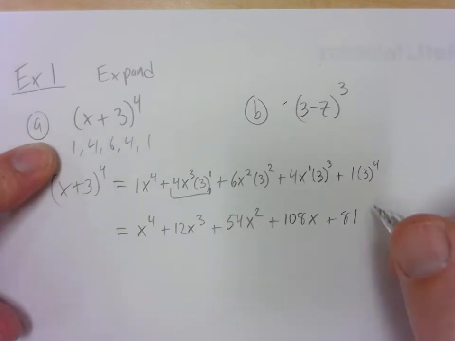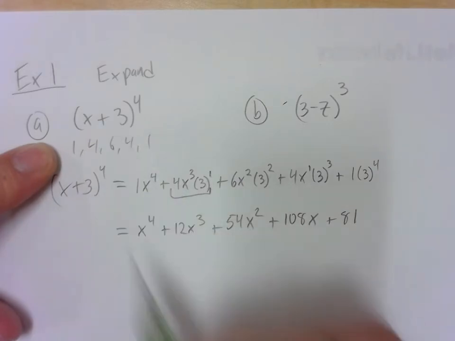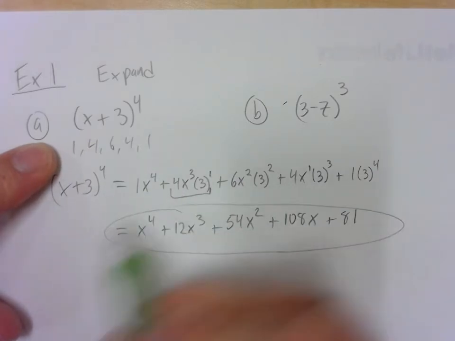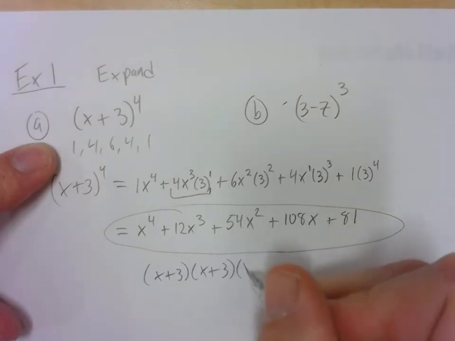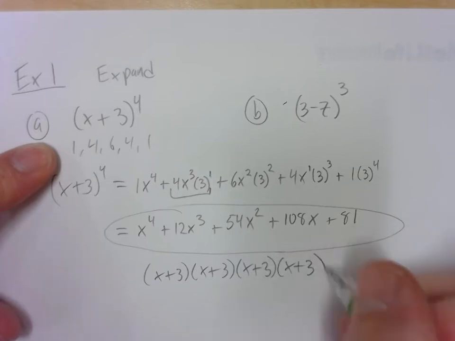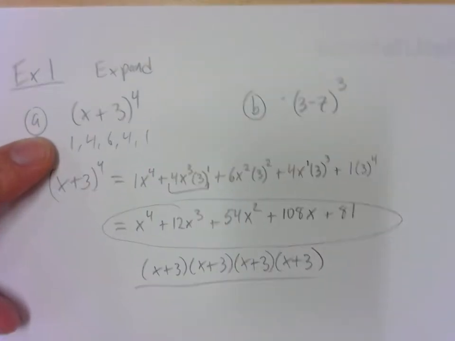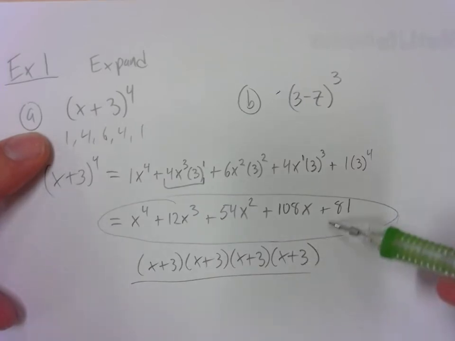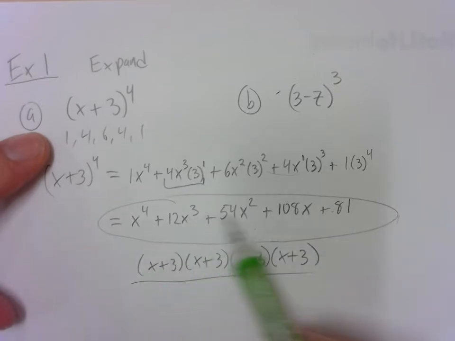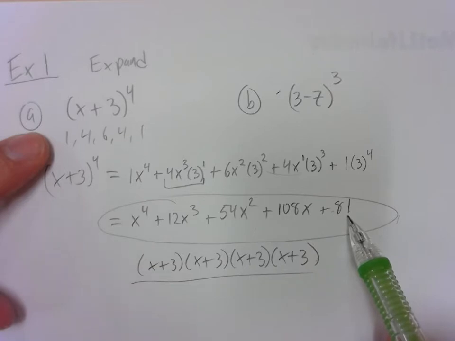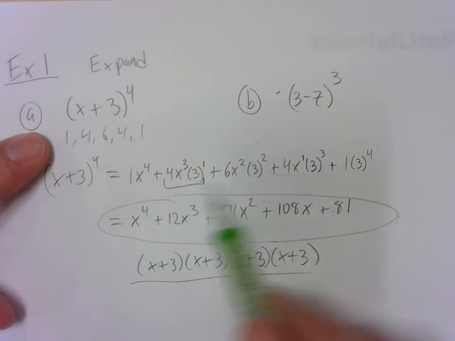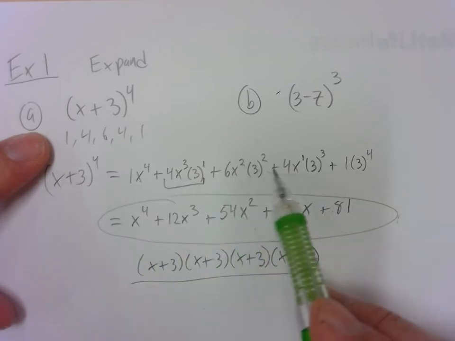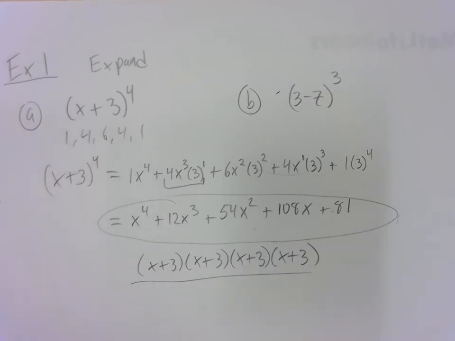So that is equal to the original thing right here. Well, this would be standard form, right? That's standard form. And if you wrote it out this way, x plus 3 times x plus 3 times x plus 3 times x plus 3, that would be factored form. So it's the same thing we've been doing over and over again: factored form, standard form, factored form, standard form. This is in standard form because we expanded it out. We multiplied it out using the pattern of the x decreasing, the 3's increasing, and the coefficients 1, 4, 6, 4, 1.